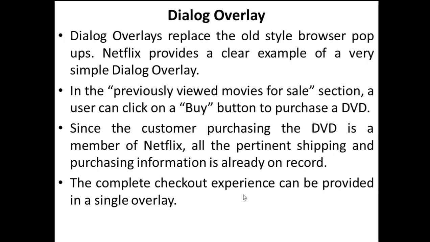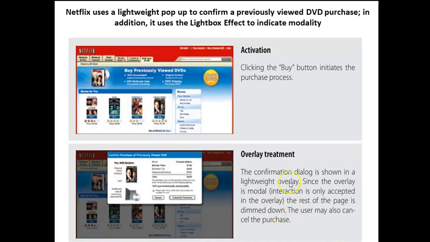Netflix provides a clear example of a very simple dialog overlay. In the previously viewed movies for sale section, a user can click on a buy button to purchase a DVD. Since the customer purchasing the DVD is a member of Netflix, all the pertinent shipping and purchasing information is already on record. The complete checkout experience can be provided in a single overlay.